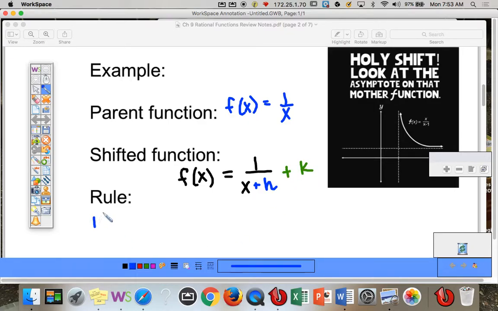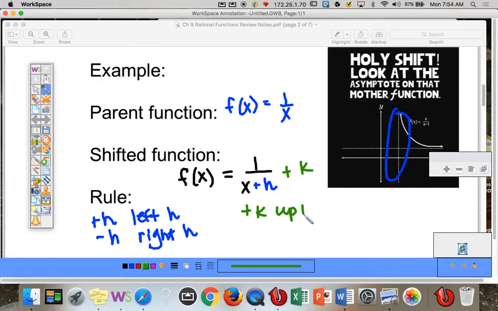The rule here is if it was plus h, this was left h units, and minus h was right h units. That did affect the vertical asymptote, which is the x equals asymptote. And the plus k was up k units, and the minus k was down k units. That affected our horizontal asymptote: if our graph shifted up or down, so did the horizontal asymptote.